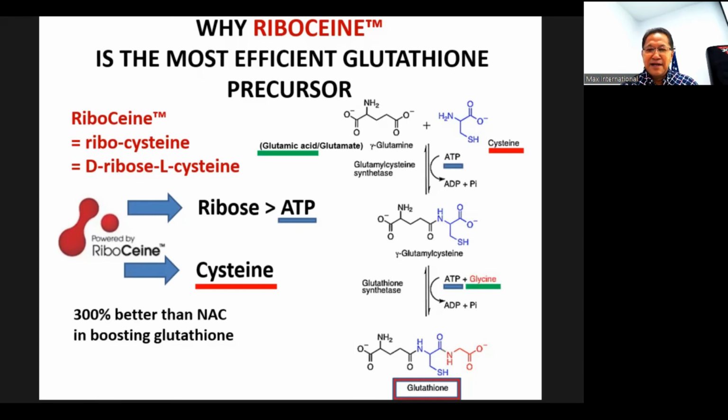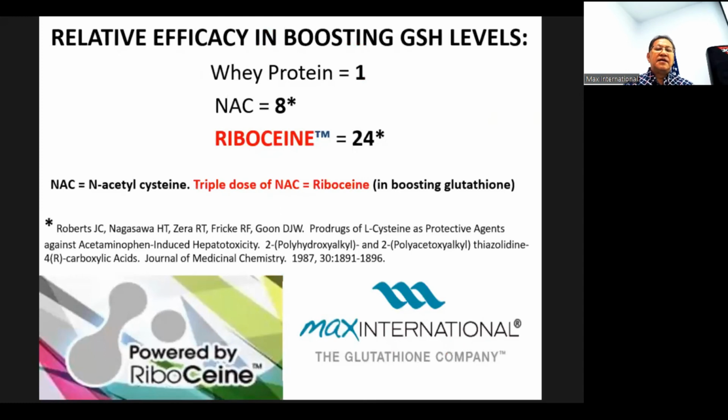Okay, so in comparison, whey protein also has cysteine, and it can also boost your glutathione levels. Other studies had shown that NAC is 8 times more potent than whey protein. And our studies show that ribosine is 3 times more potent than NAC, which means, weight for weight, ribosine is 24 times more potent than whey protein in boosting glutathione.